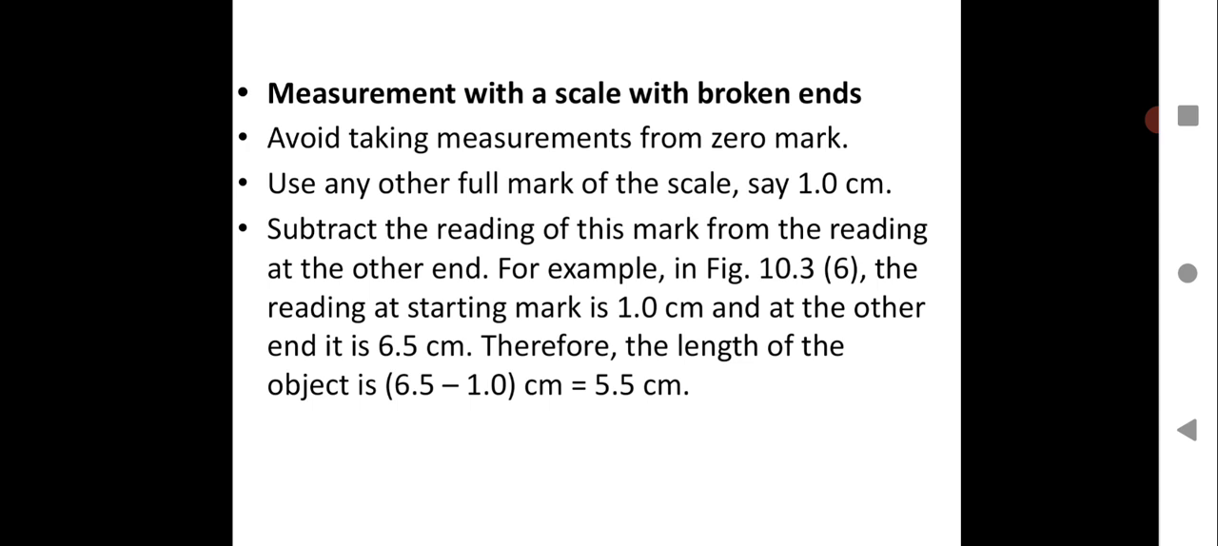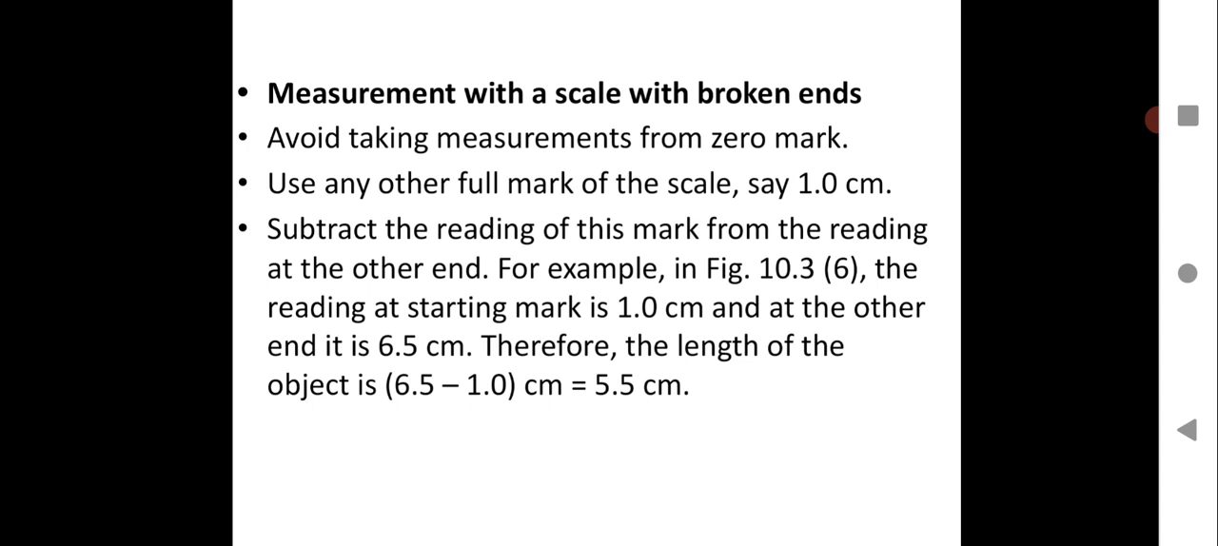Then measurement with a scale with broken ends. What happens if in case your scale is broken? You have to measure something with a broken scale. You do not have any other means. Then what you will do? So let us see what we are going to do in such a condition, where you have to do measurement of an object with the help of a broken scale.